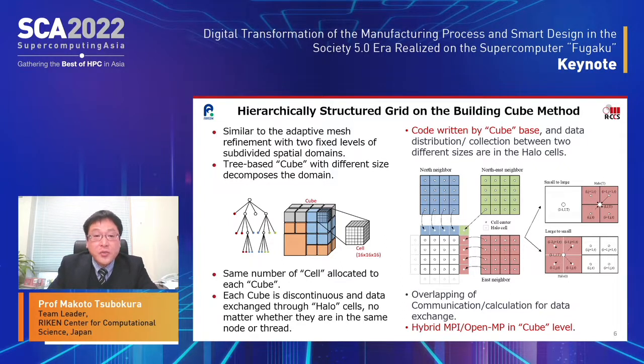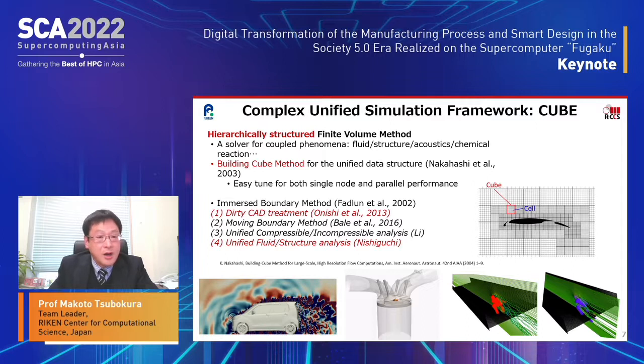Since each cube is composed of the same number of cells, it is easy to evenly distribute the computational load to each process. So it is advantageous for achieving a high degree of parallelization. The interface of each cube is discontinuous between adjacent cubes, so it is necessary to exchange data between cubes in halo space. The communication and calculation overlapping technique is partially applied for data exchange, though I won't mention the details today.